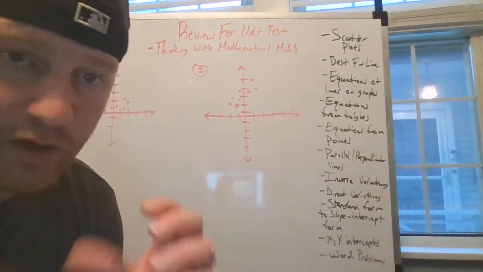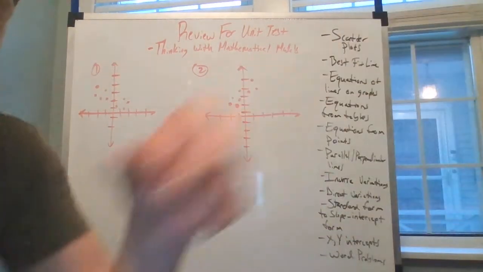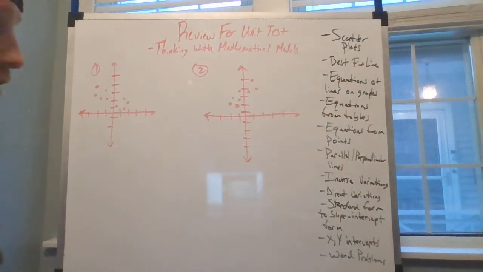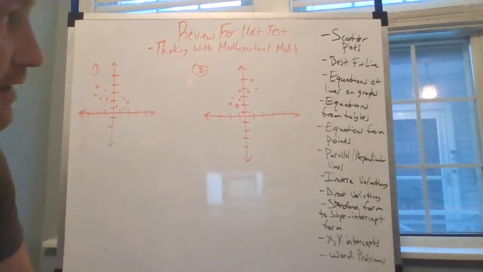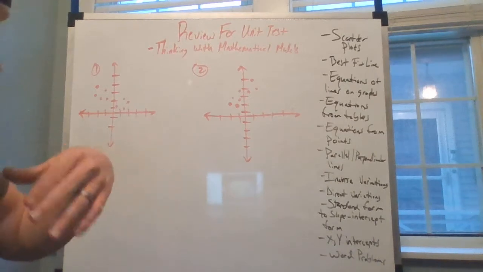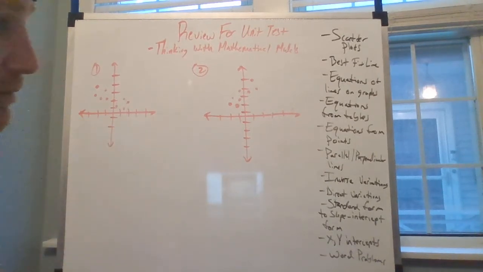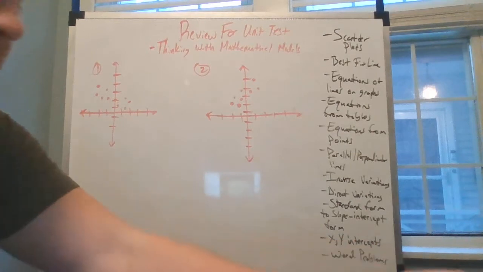Good morning. So we are going to start our review for this entire unit today. I'm going to go through all this stuff today. Let me start right now with scatter plots and best fit line at the same time, something we started off in the beginning of this unit. This is for our unit test for thinking with mathematical models for this Friday.